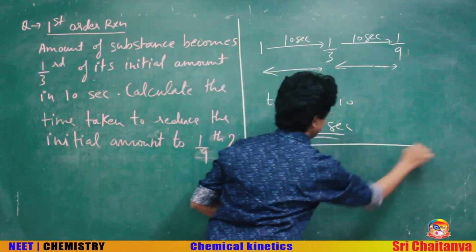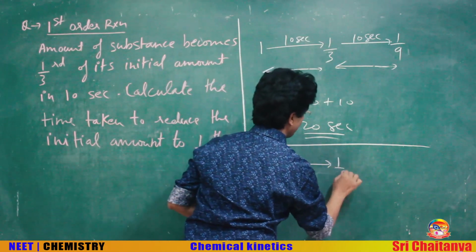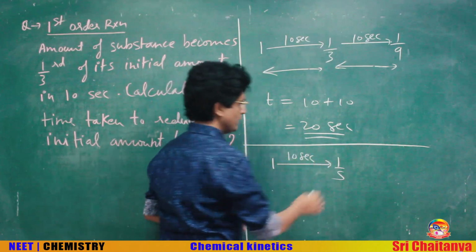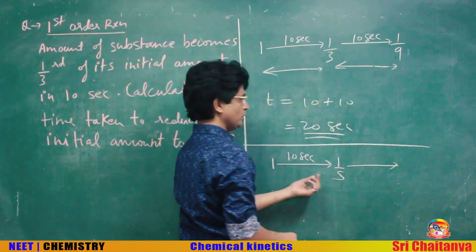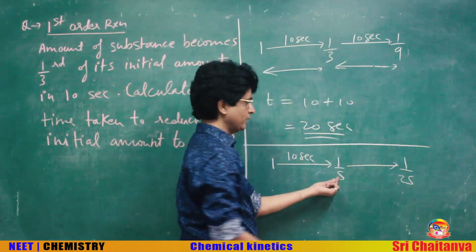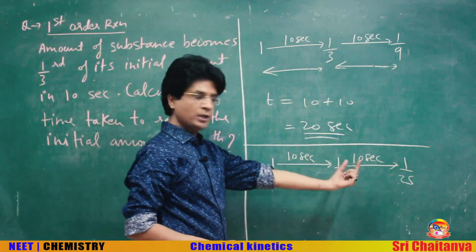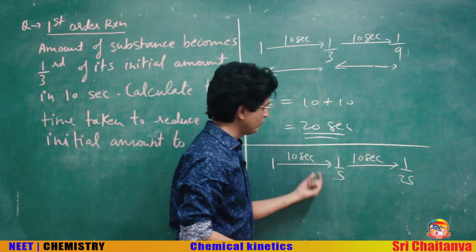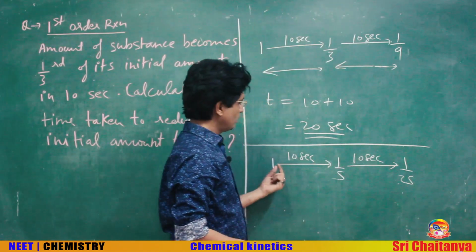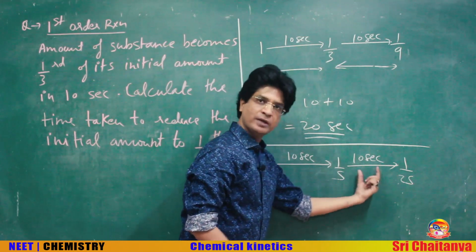Say for example, if they ask you that the initial amount is 1 and the time taken to become 1 by 5 is say 10 seconds. The time required to become 1 by 25, that is 1/5 of this one, will again be 10 seconds. This is very, very important, students, to solve certain questions. If you are looking for the same fraction, it will take the same amount of time to complete the same amount of reaction.